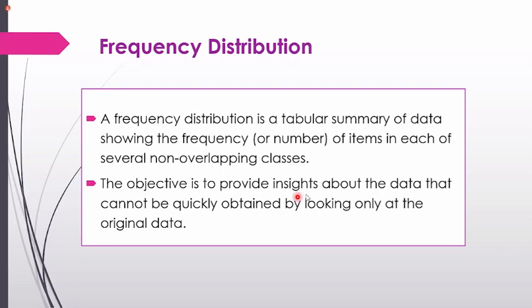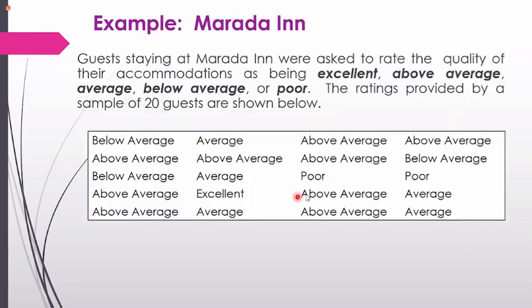That means which non-overlapping class occurred mostly, which non-overlapping class most of the observations surround, which is the minimum occurrence, which non-overlapping class occurred the maximum. These kinds of information we can get through the frequency distribution. Now we are taking a very simple example.